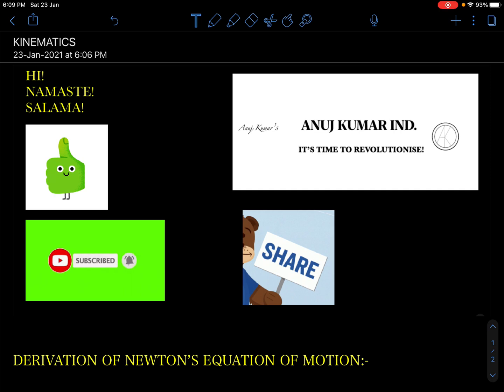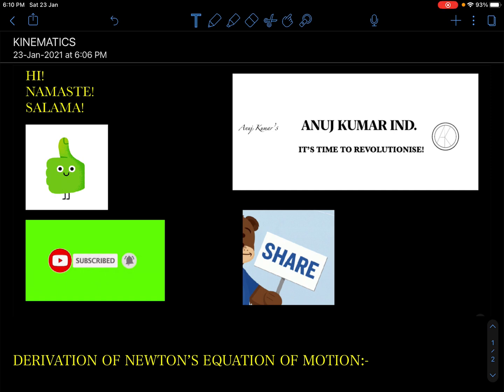And now it's a continuation of kinematics, in which we have made 3 videos previously. Now we'll continue with the derivation of Newton's equations of motion, that v is equal to u plus at, s is equal to ut plus half at square, and 2as is equal to v square minus u square. We have studied it in class 9th also, but now it's time to derive it.